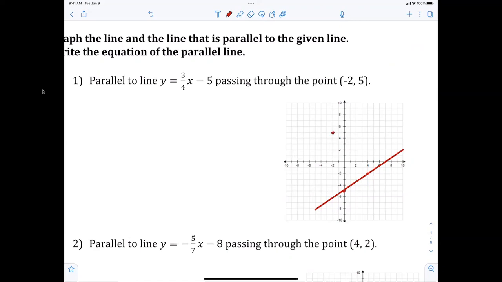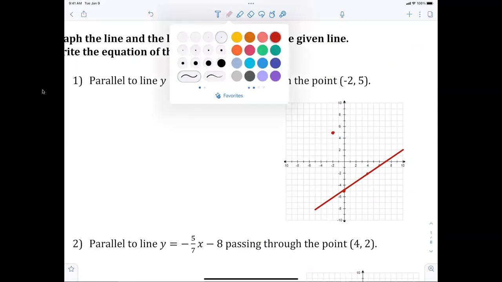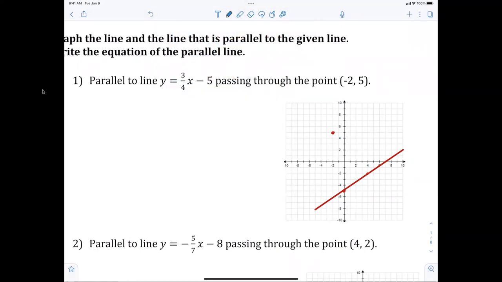Now I would like everyone to try to draw the line that passes through that point that's parallel to the red line. All right, everybody draw that, please. Try it.